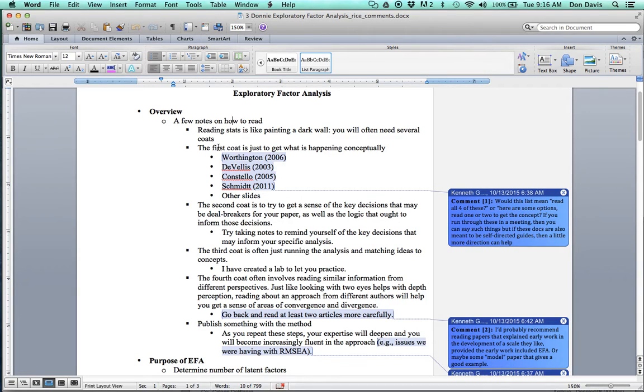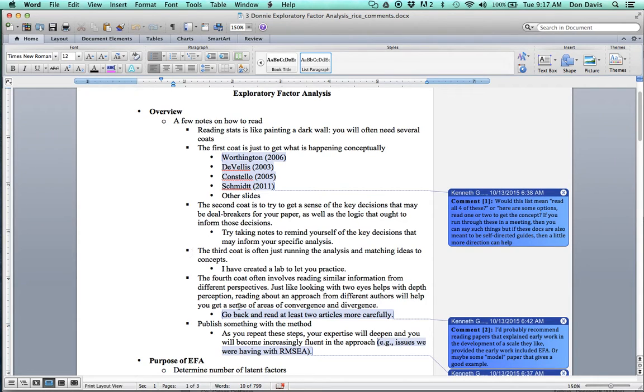So in your first coat, just kind of skim and try to get a sense conceptually of what's happening and what the big picture is. Second coat, try to get a sense of the key decisions that you're going to have to make as a researcher, and in particular, the kinds of things that may make or break whether the paper has a chance of getting accepted. And I'll try and point those out as we're going through this overview. And then third coat is actually running the analysis and kind of matching just the conceptual ideas with the behavior of kind of doing it.